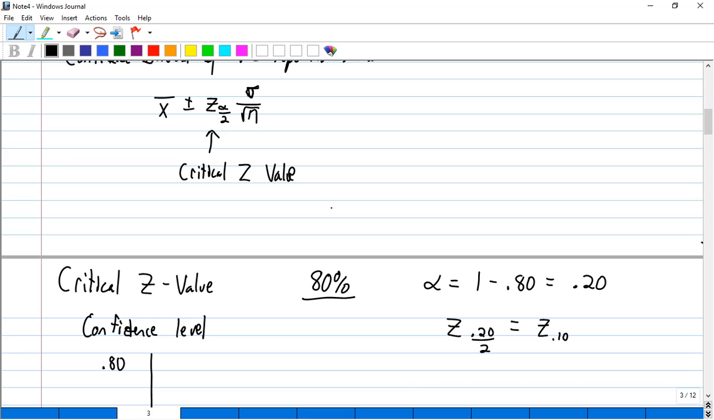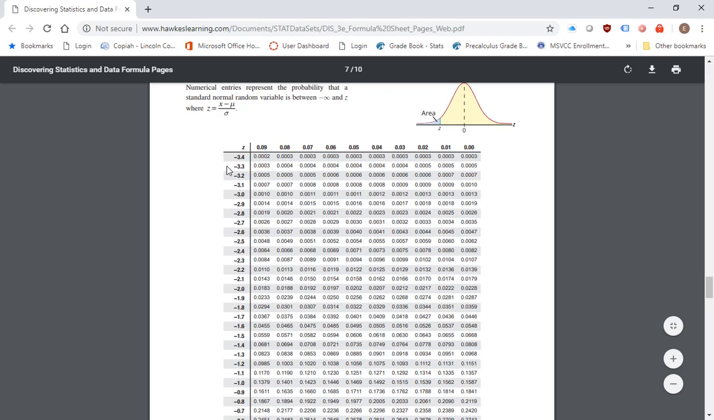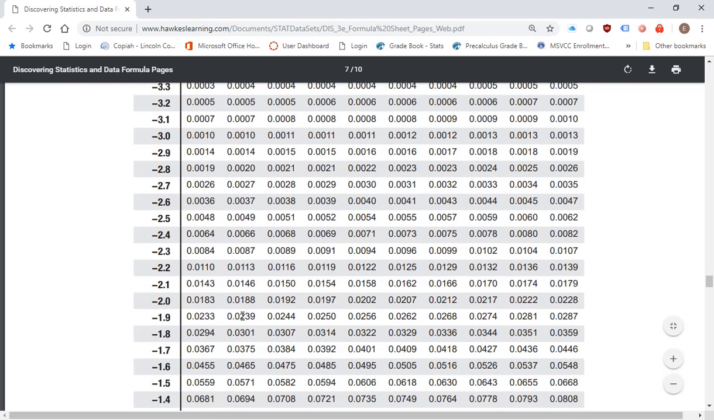All I did for an 80% confidence interval is I said 1 minus 0.8 was 0.2, and then I took that 0.2 and I divided it by 2 because that's z sub alpha over 2, which stands for a critical z-value. Now what I want to do is look up an area of 0.1 in my chart. So here's the chart. I didn't say I want to look at a z-value. I want to look up the area to find the z-value. So I want to get as close to 0.1 as possible.